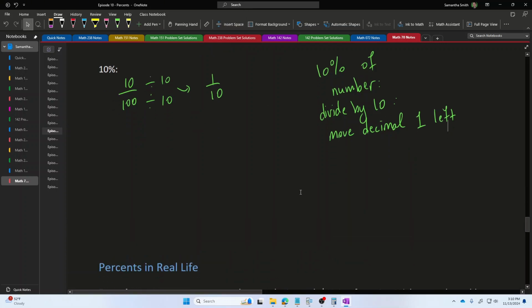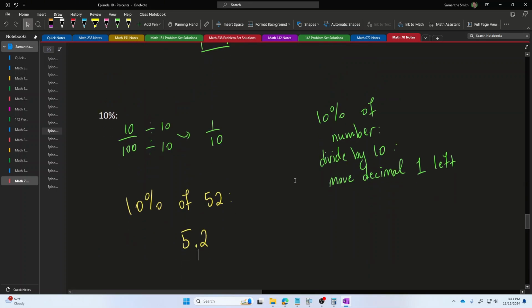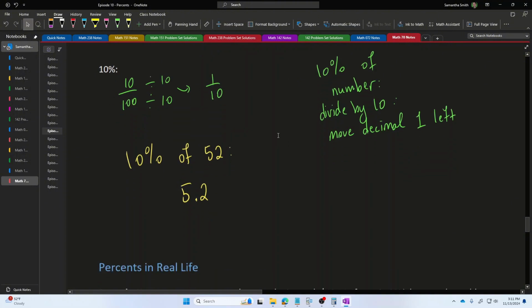So for example, if somebody says, what is 10% of 52? To calculate 10% of 52, all you have to do is go into 52 and move that decimal place 1 unit to the left. When we were dividing by 100, the decimal place got moved 2 units to the left because there are 2 zeros in 100. And when we are dividing by 10, which only has 1 zero, we move the decimal place 1 unit to the left. 10% of a number, just move the decimal place 1 unit to the left.